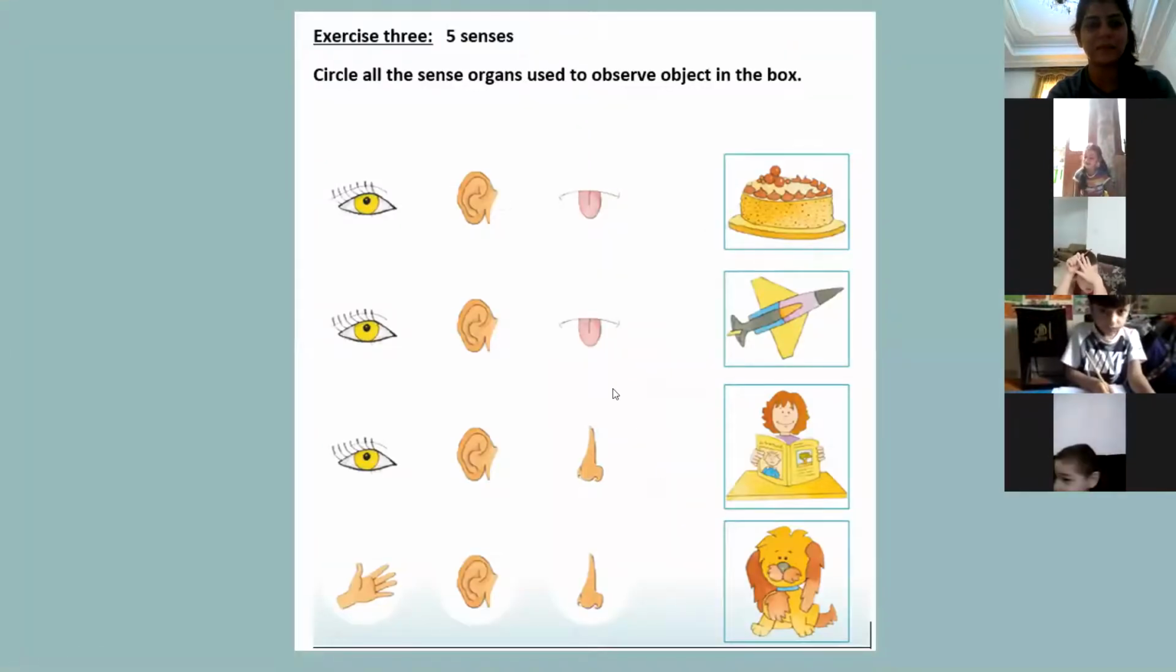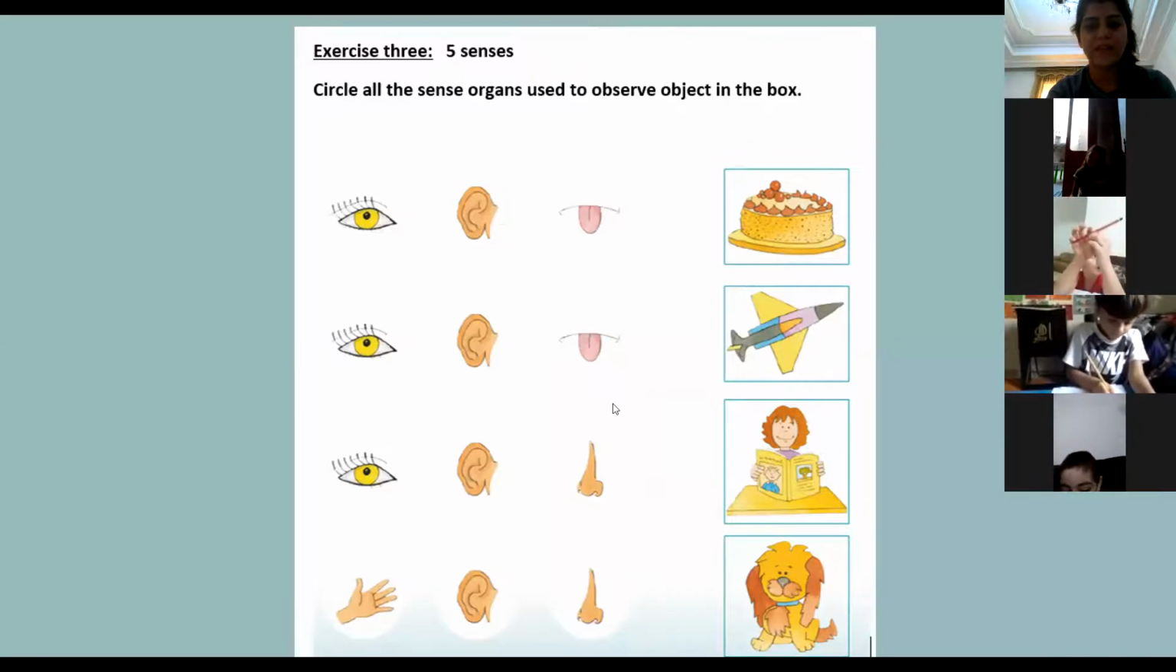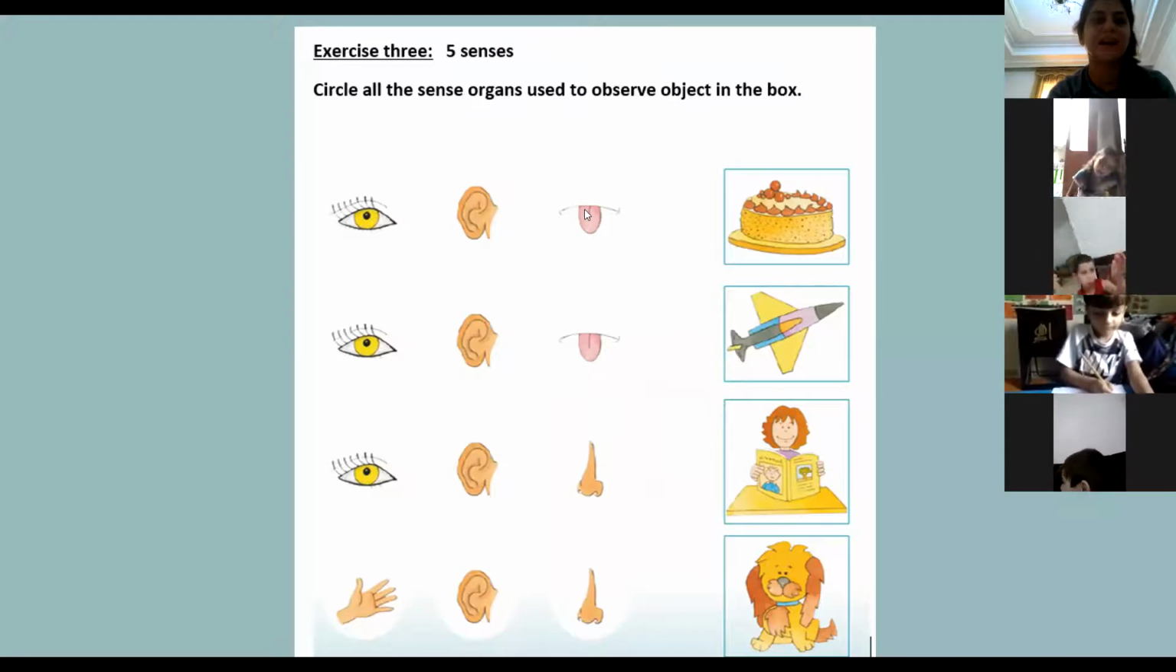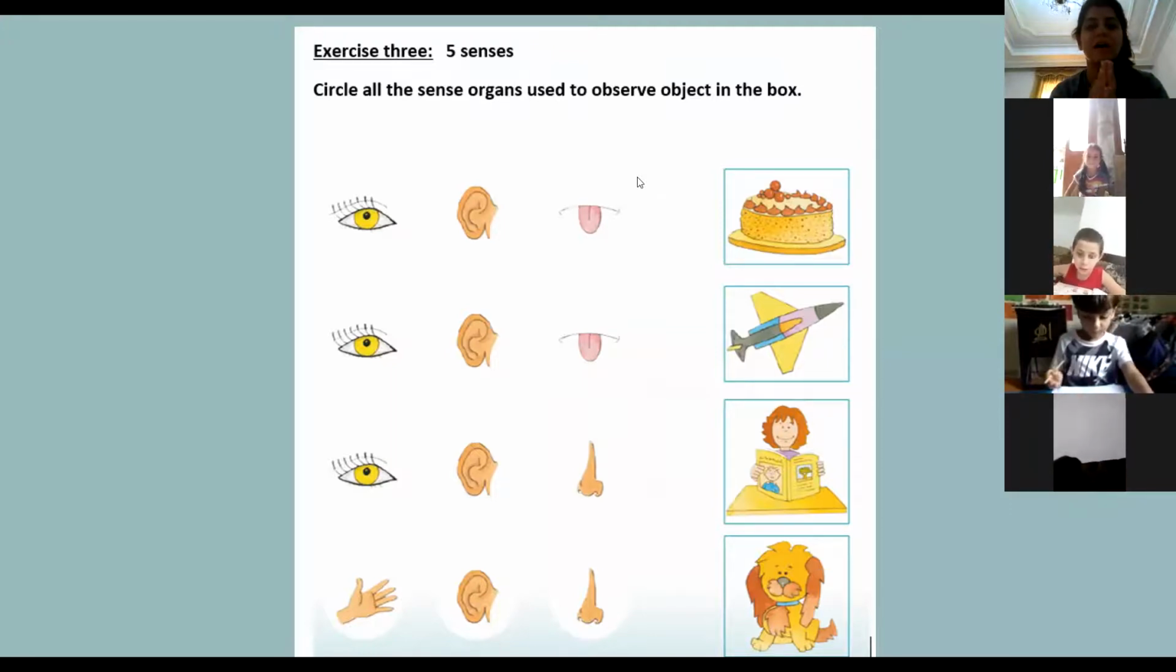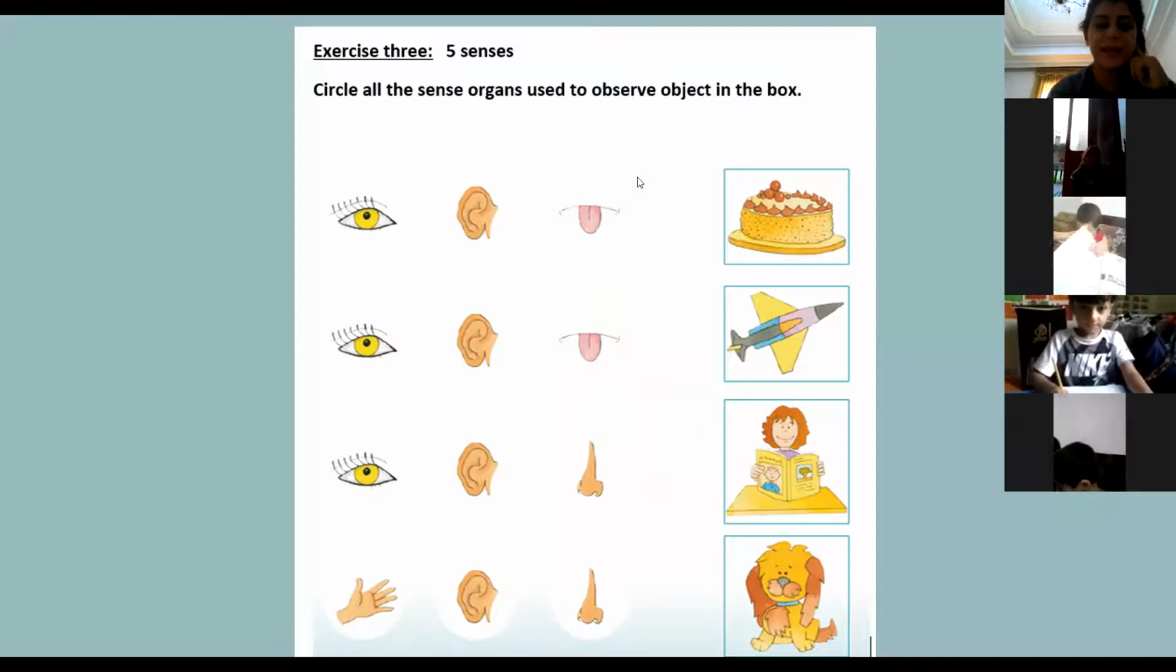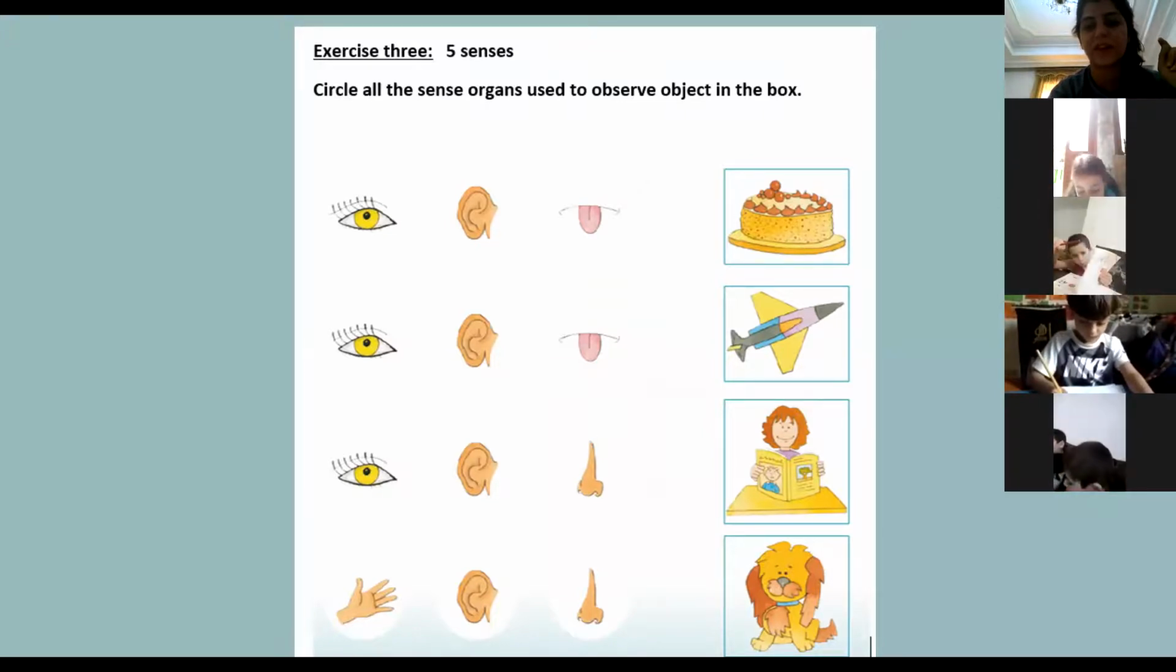Thank you. Okay, now we have this page. It's very easy and it's fun. I love this lesson. I love it. We have to circle all the sense organs used to observe the object in the box. Now in the first box, we can see a cake. Do we listen to the cake? Do we taste the cake? Do we see the cake?